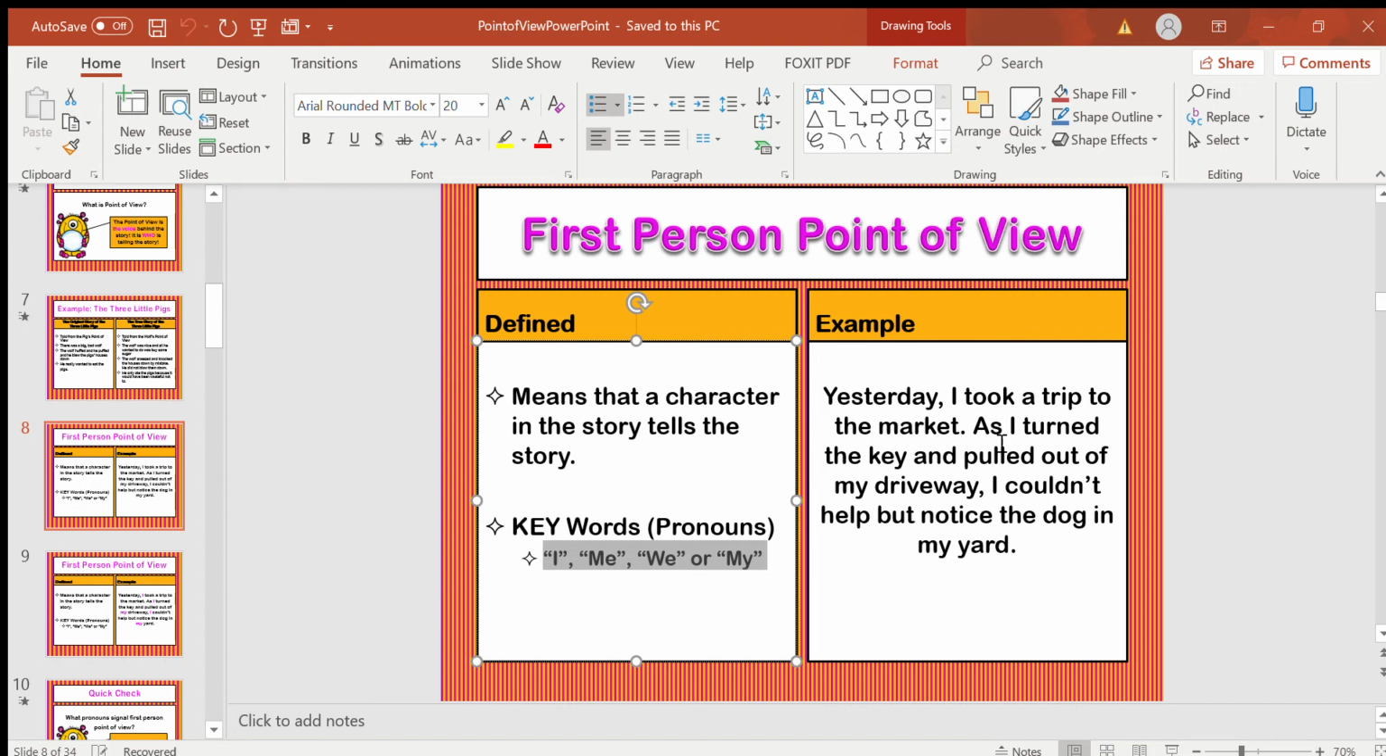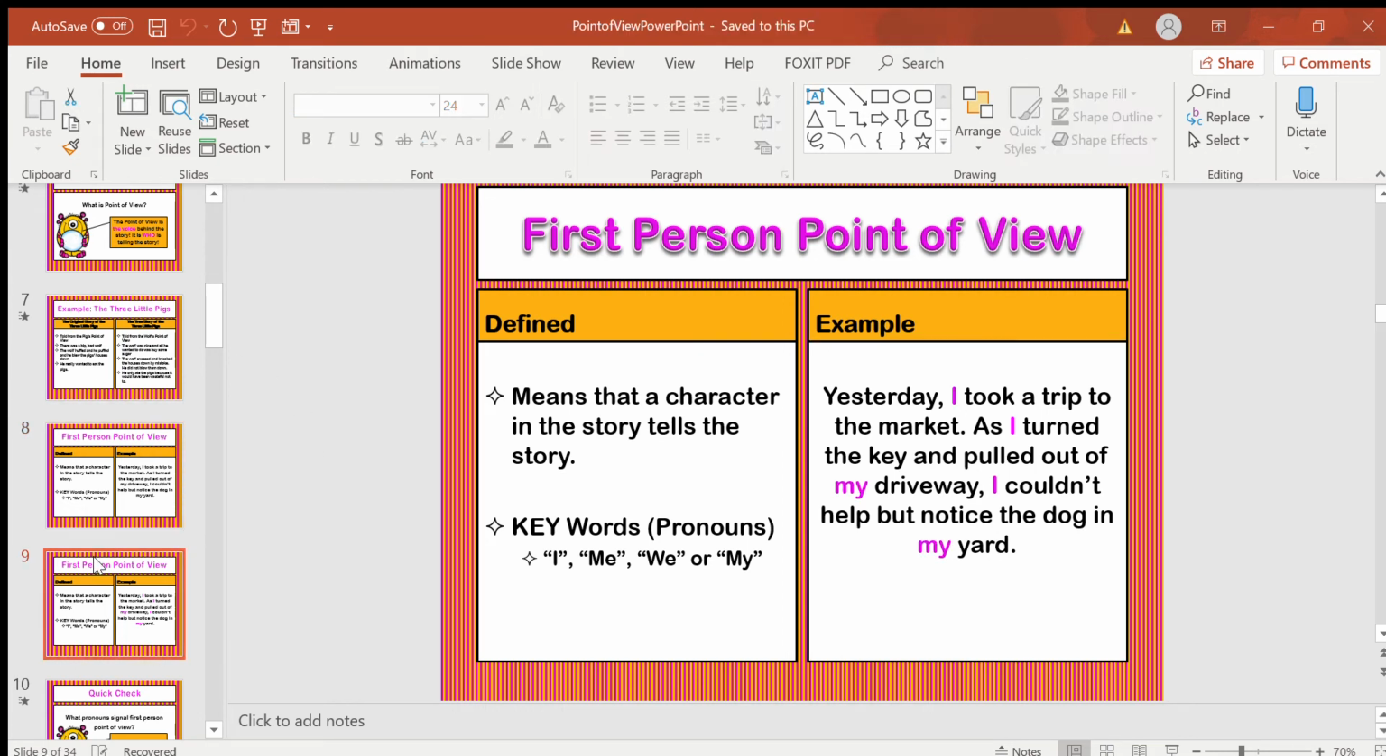So if you look over here, yesterday I took a trip to the market. As I turned the key and pulled out of my driveway, I couldn't help but notice the dog in my yard. Okay, so if we're reading this, how do we figure out what point of view it is? Well, we look for our keywords. Okay, so this example over here has these keywords, I and my. Right, so if we see those, we know that a character is telling it. It's like someone is telling it. Those keywords tell us that it's first person. So if we click here, highlights I and my.